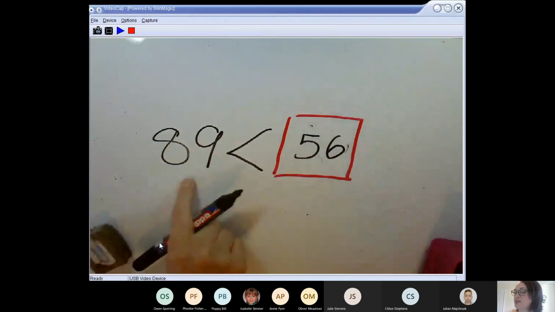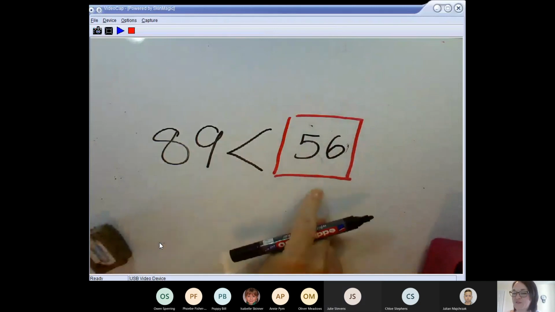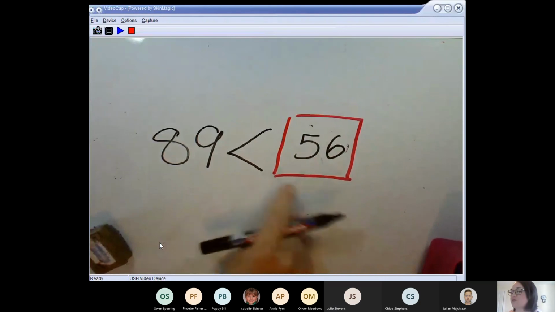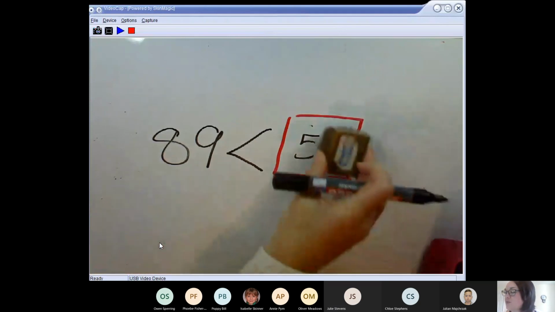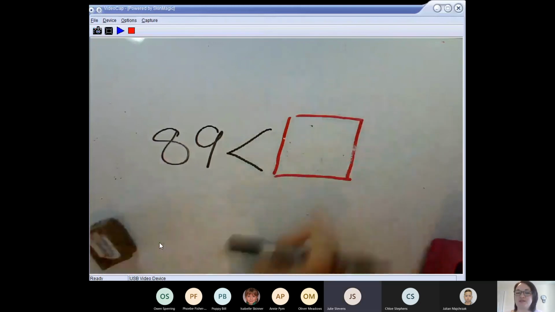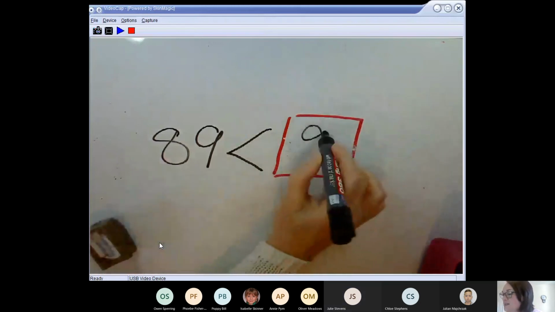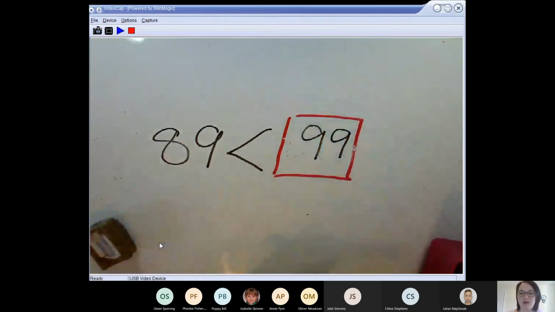So this now says 89 is less than 56. I'm afraid I can't accept 56 as an answer. 89 is not less than 56. It's more than 56. So not 56. We've got 99. 89 is less than 99, quite right.